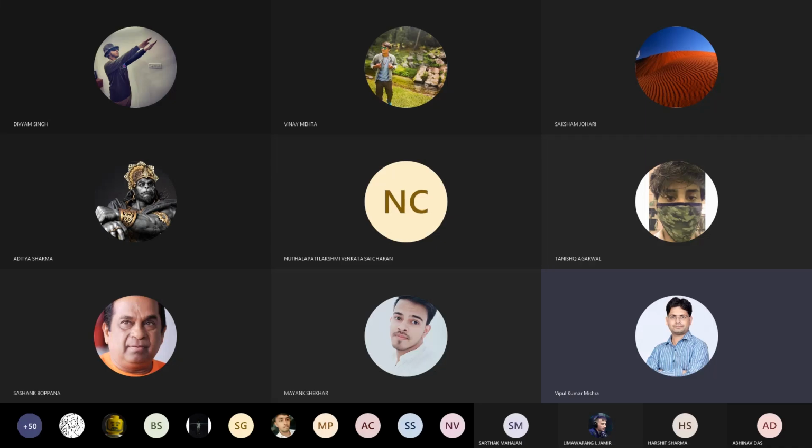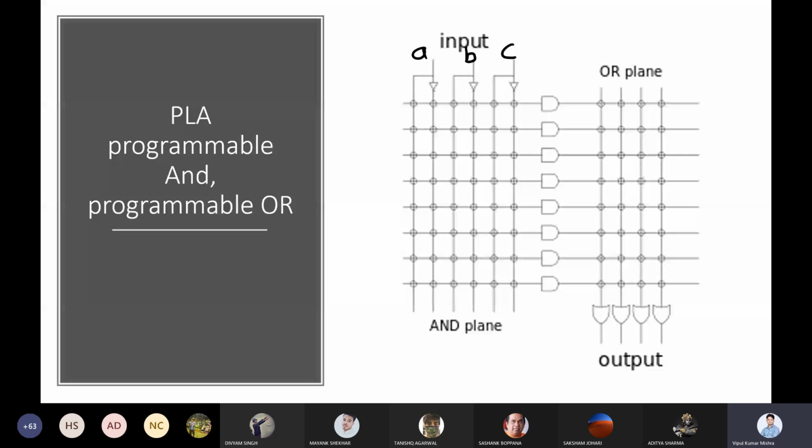What is that PLA based system? Suppose you have this kind of structure available to you, where you have an AND gate array and an OR gate array. You can say these two planes are there, right? So here you can say these are the connections, but these are not sorted. These are unsorted connections. There are the lines, but they are not sorted.